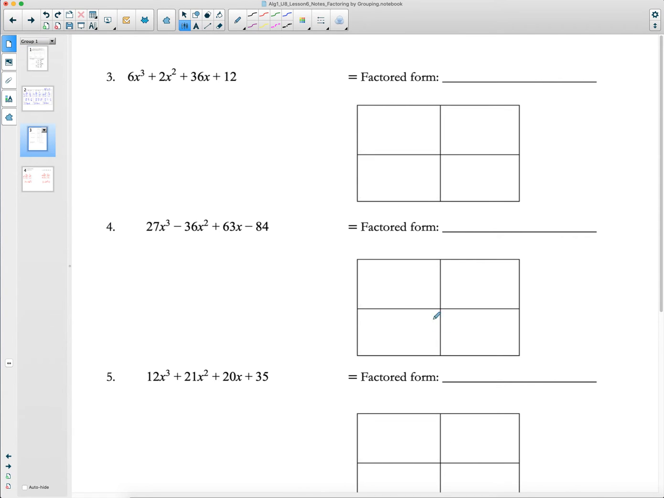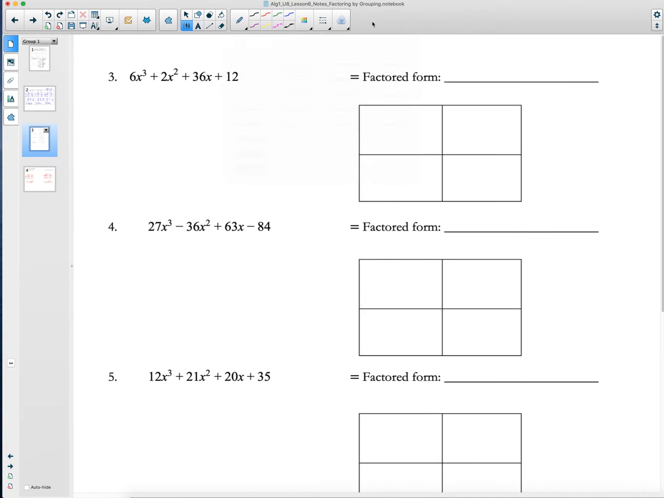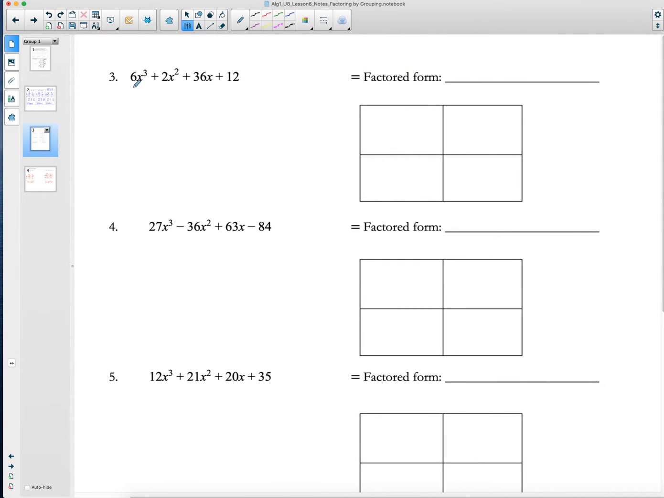Let's take a look at number 3 up here. What you're going to notice about number 3 is when I look at all 4 terms, there is a GCF. So let's go with purple this time. When I look at 6, 2, 36, and 12, the one number I can divide all of them by is in fact 2.